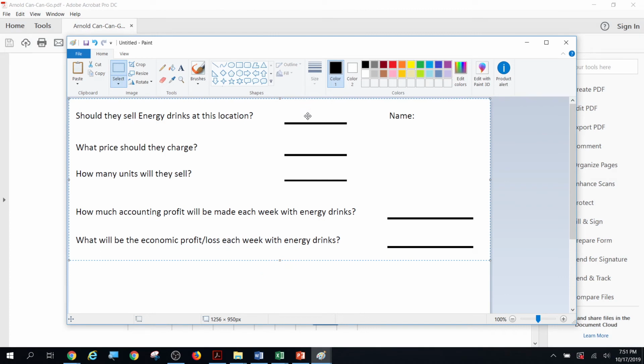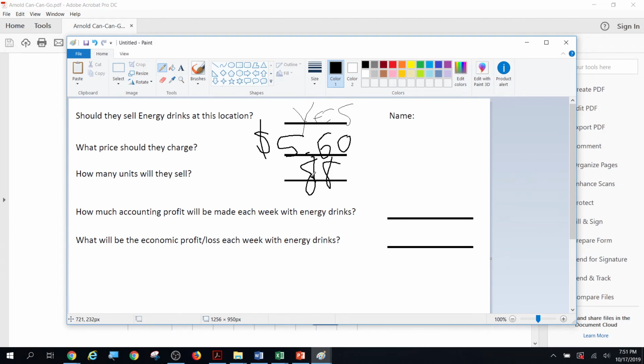All right, so here's where we're going. Should they sell energy drinks? And the answer is yes. All right, as I'm trying this out using that. So what price should they charge? I believe it was $5.60. How many units will they sell? I believe we're going to sell 88 of them.